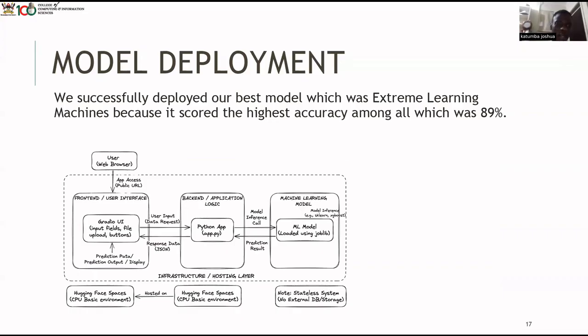For deployment, we looked at deploying our Extreme Learning Machine model on huggingface.com. So there is a user web browser where someone can input their data. Then that data is sent via a data request to the Python app. Then the Python app sends a model inference call to the joblib, that is the actual model. Then this model carries out prediction. It sends back the prediction results, and later on the response is received in JSON format.